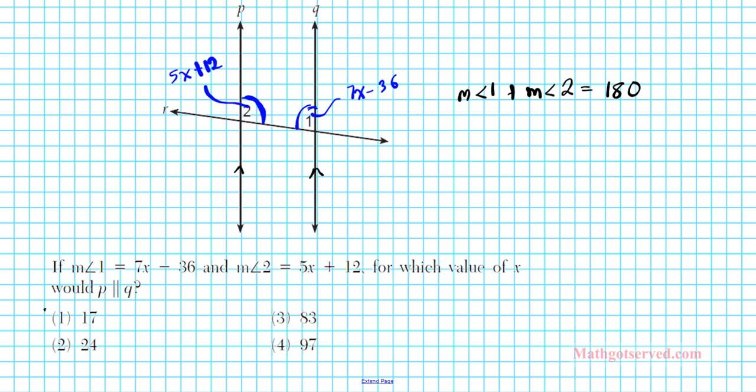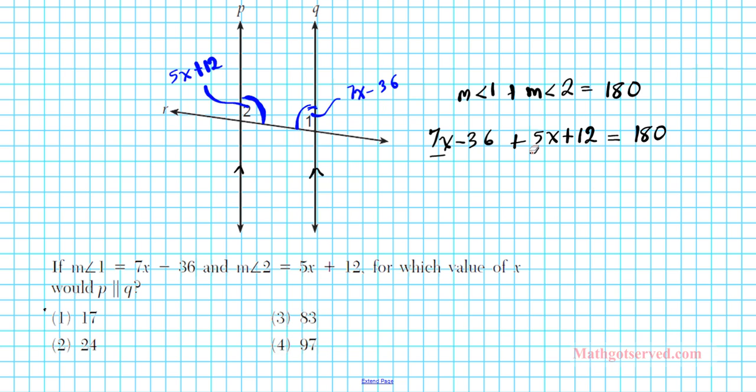All right, what we're going to do now is set up an algebraic equation. So we have 7x minus 36. That is the value of the measure of angle 1, plus 5x plus 12, the measure of angle 2. They both add up to 180. So if we can solve this resulting equation for x, that will be the value of x that ensures that p and q are parallel.